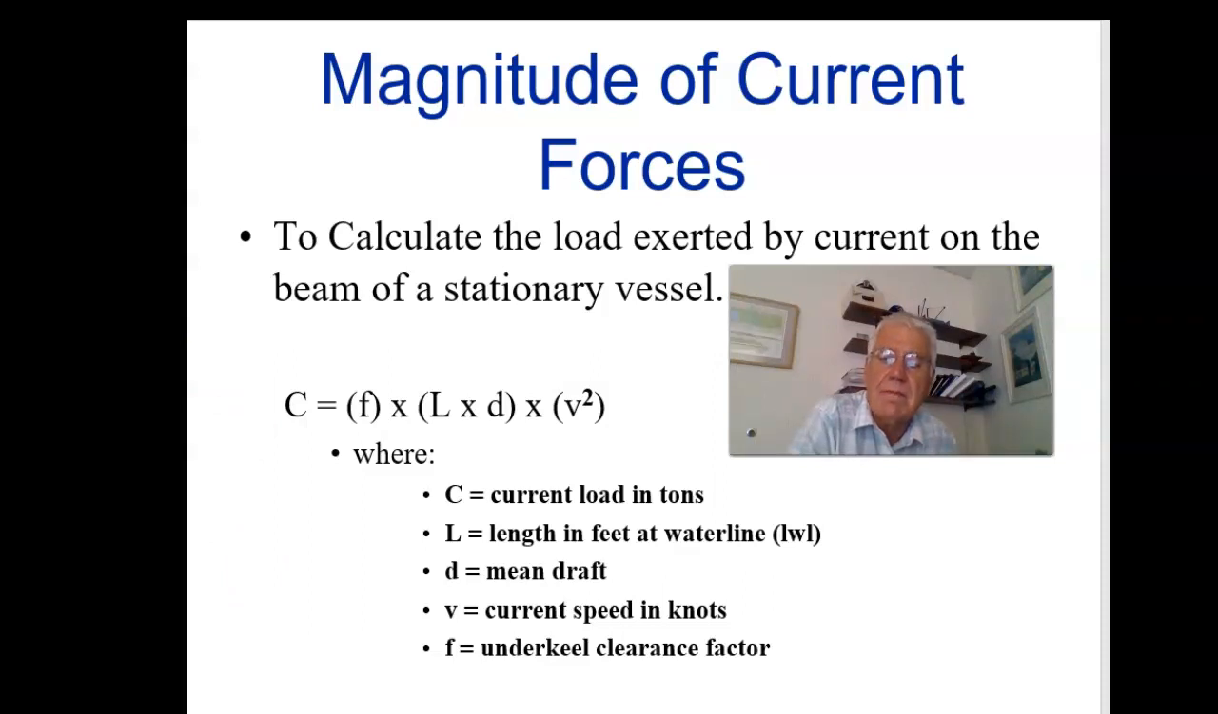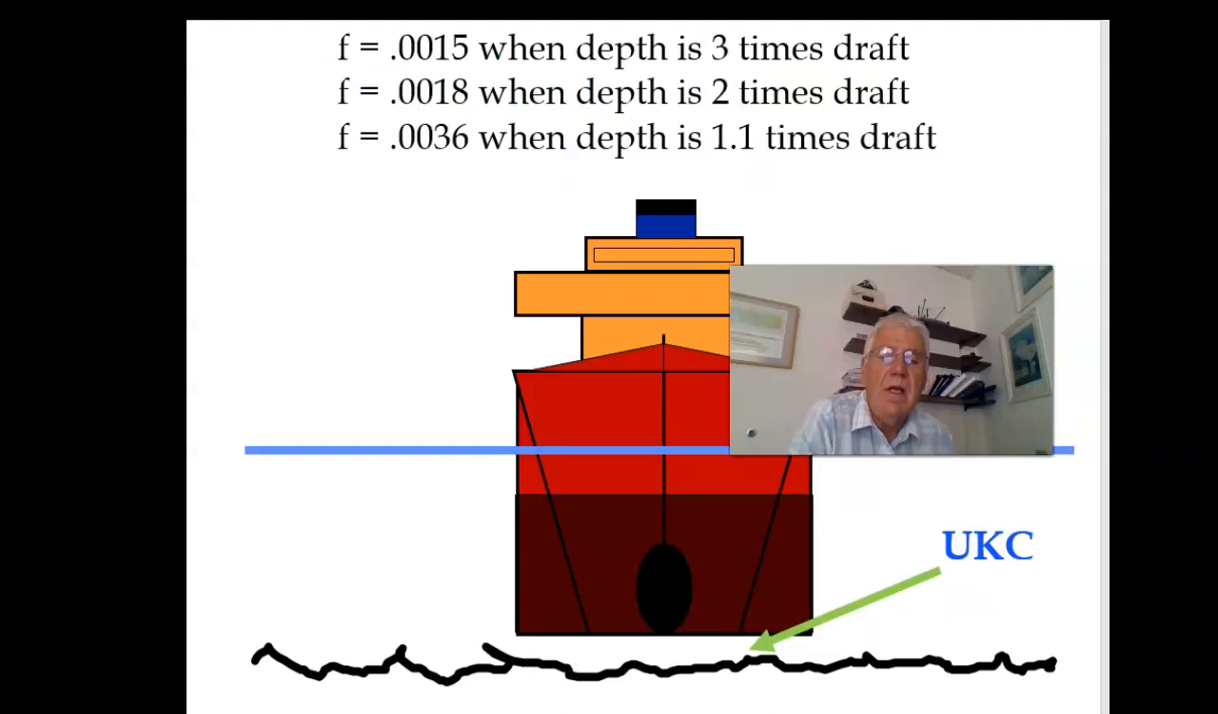Let's look at this. Here are the factors that we talk about, here in that formula. So the F would be 0.0015, or we would use a factor of decimal 0018, or decimal 0036, and it's a function of what the UKC is.